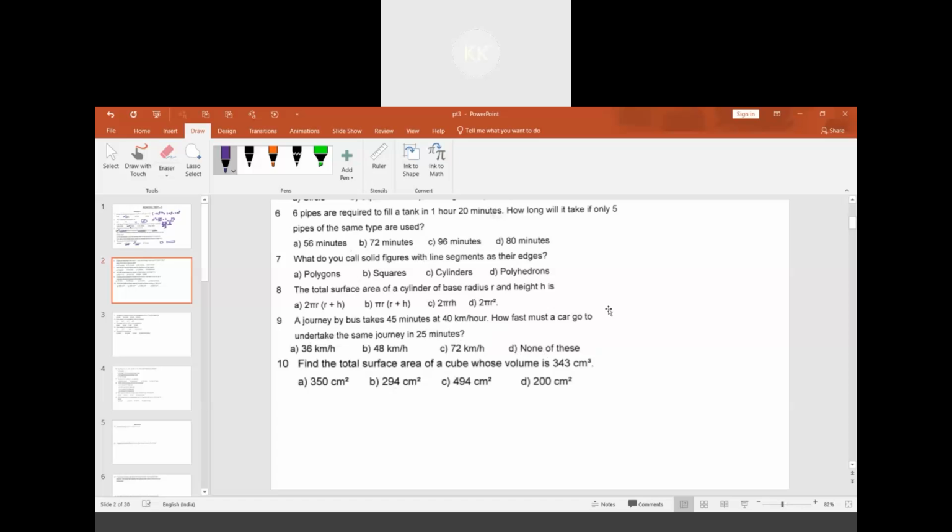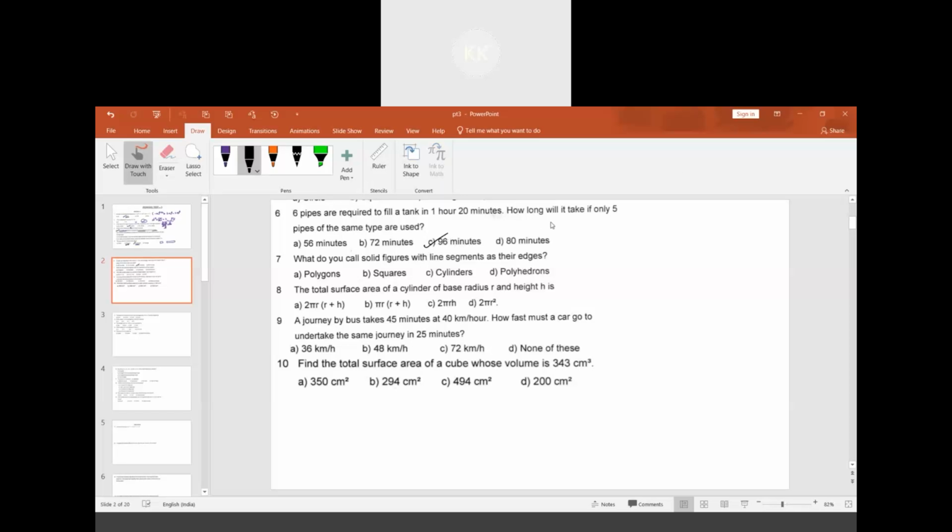Question number 6. 6 pipes are required to fill a tank in 1 hour 20 minutes. How long will it take if only 5 pipes are used? This is clearly inverse proportion. If the number of pipes is reduced, the time taken will increase. Correct? Option number C, 96 minutes.